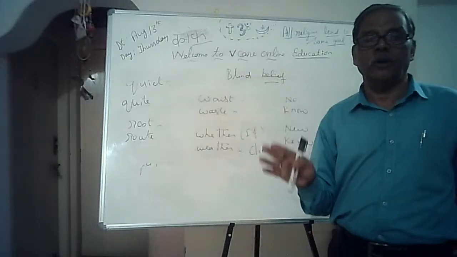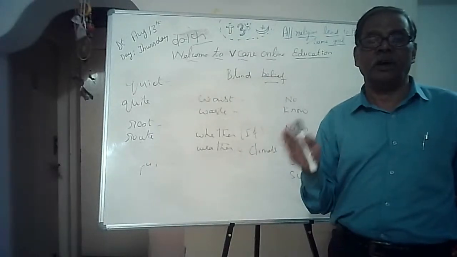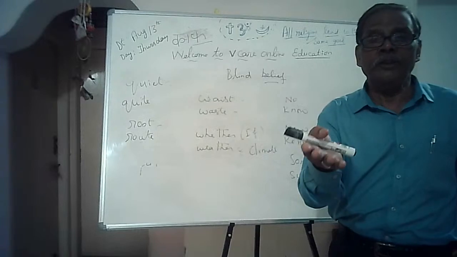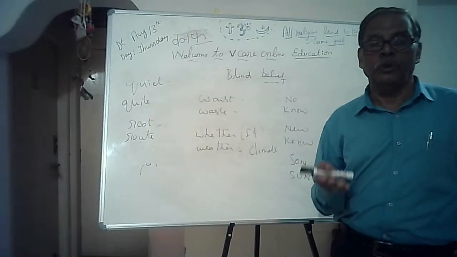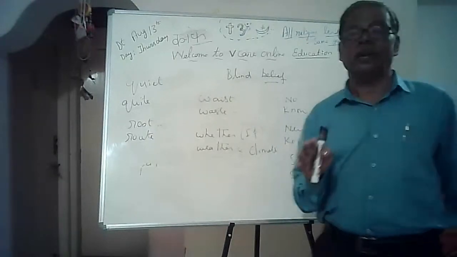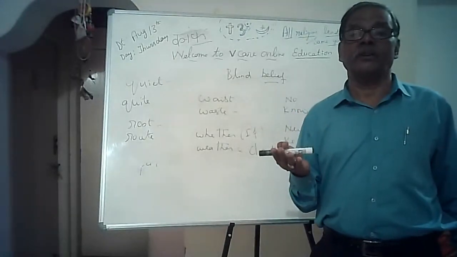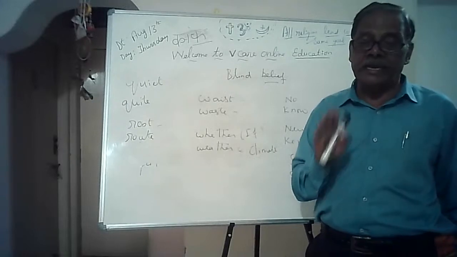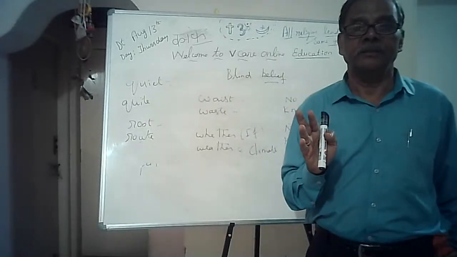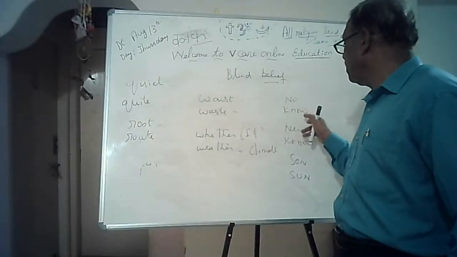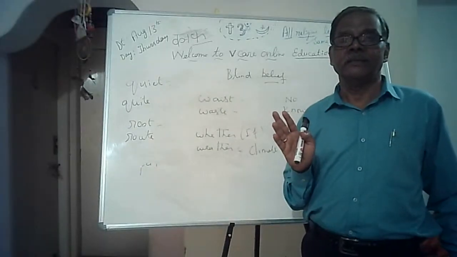Is he there in the class? No. Did you have your breakfast? Yes or no. Did you bring your book? Yes or no. Do you speak English? Yes or no. Do you drink tea? Yes or no questions. You can frame hundreds of questions. This is no. K-N-O-W: here, K and W are silent.